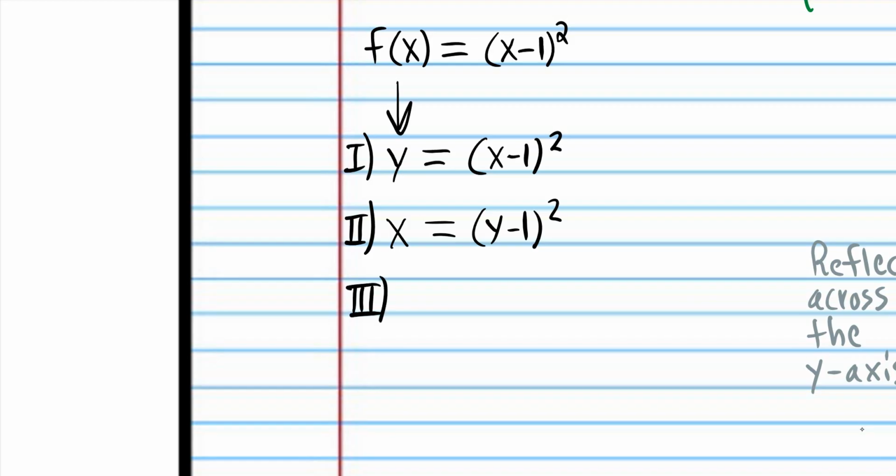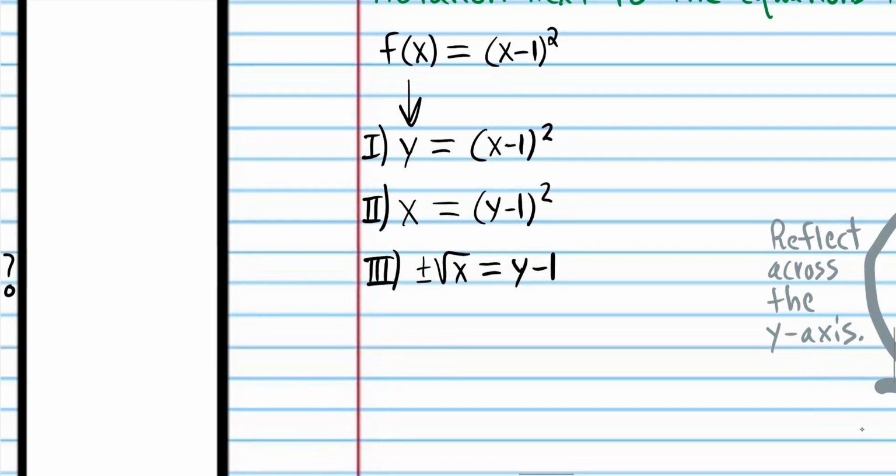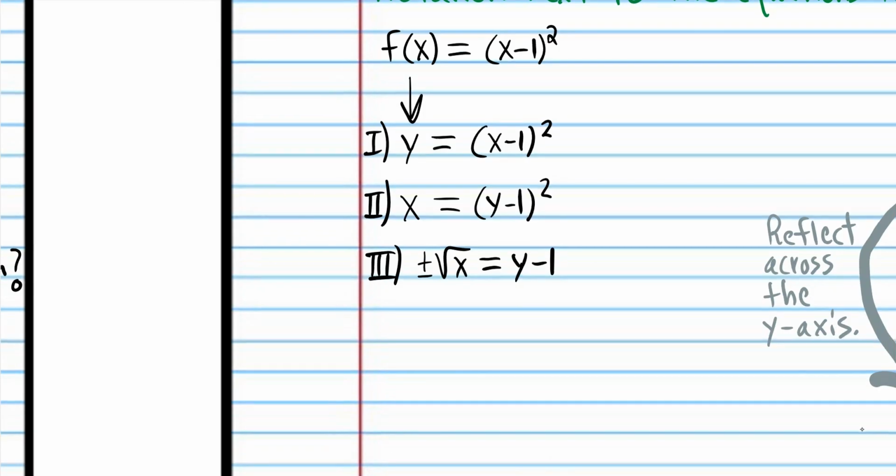So we're going to square root both sides, and whenever you square root both sides of an equation, you have to write a plus or minus. And then we have y is equal to plus or minus the square root of x plus 1.